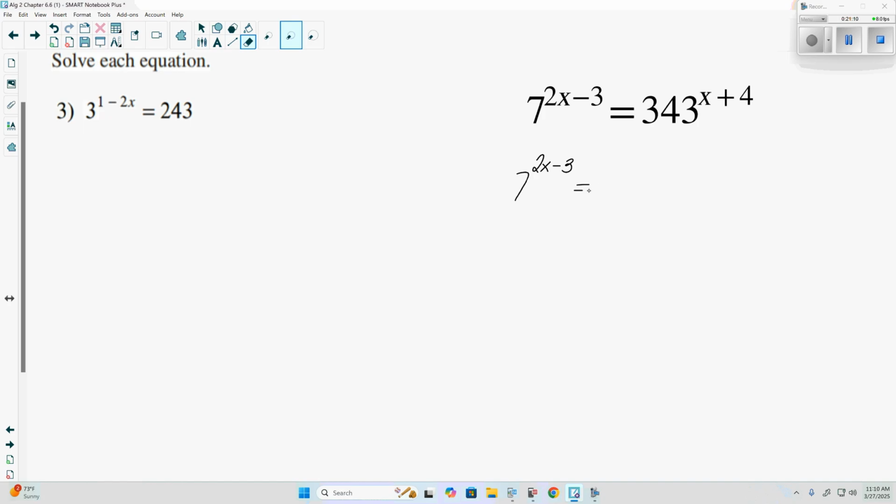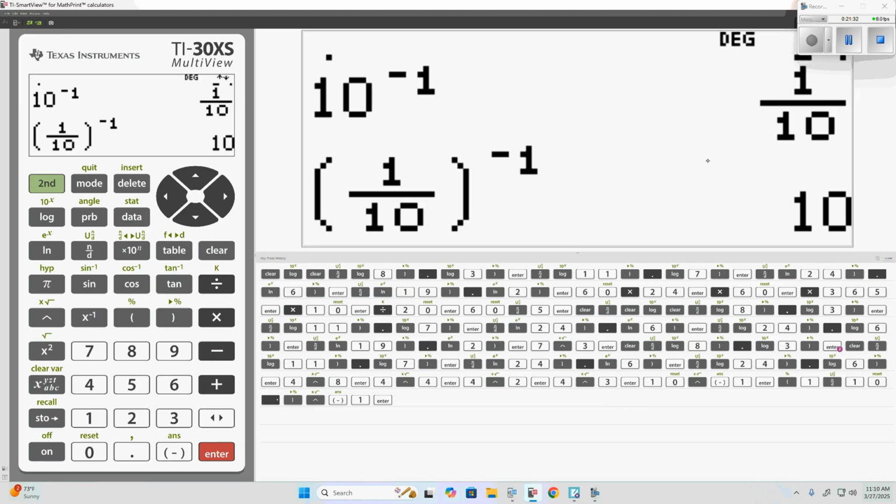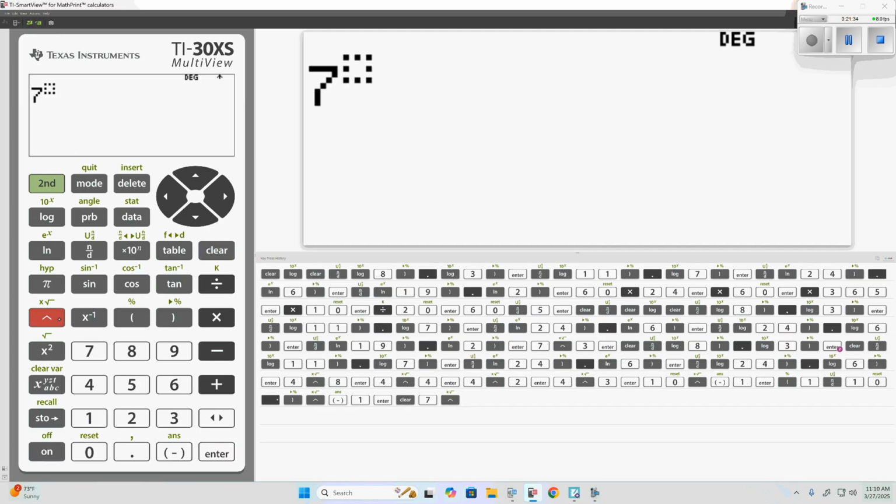Now, just like 3 in this one here, the bases are not the same. And for us to be able to use this one-to-one property, we need to be able to write 343 as 7 to a power. What power do we think we need to put 7 to get 343? 4.